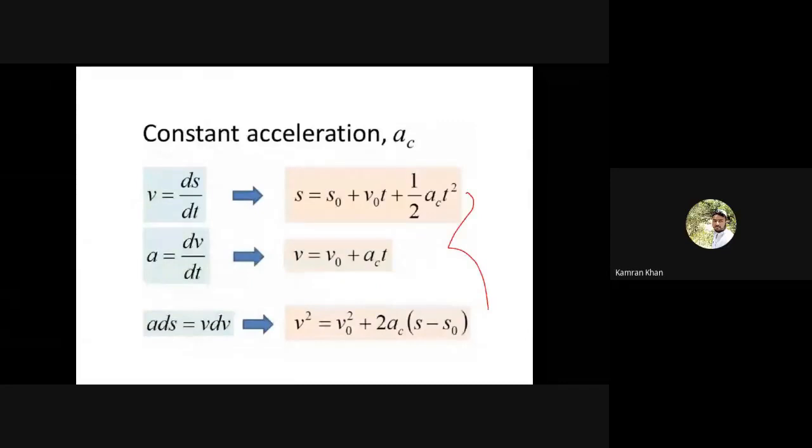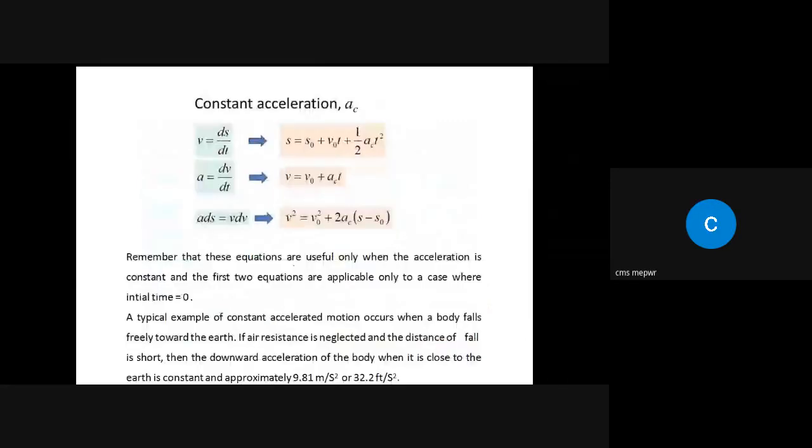So these are the equations. Remember, these equations are useful only when acceleration is constant. And remember, in the first two cases, when we put the initial time equal to 0, t naught was 0.